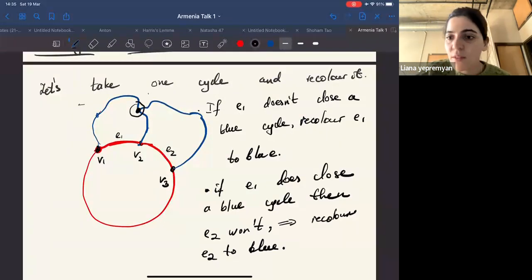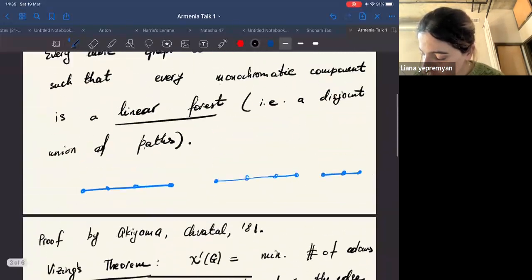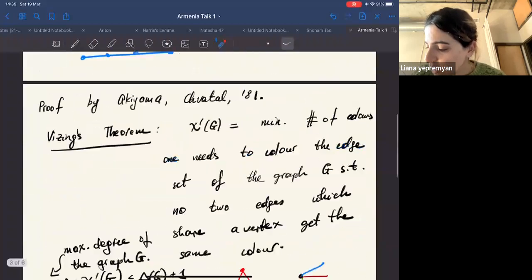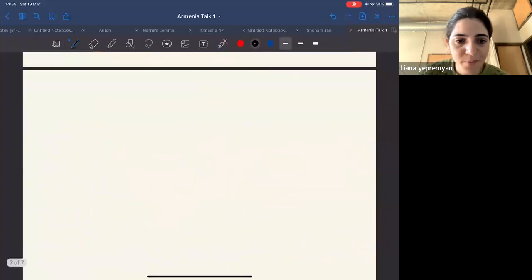Okay, very good. As you noticed here, I never said anything about the length of the paths. So this proof gave us a coloring of a cubic graph in 2 colors, red and blue, such that every monochromatic component is a linear forest, but I had no bound how long these paths are. They can be as long as they want. So the question is now, can we actually say that they should be short?